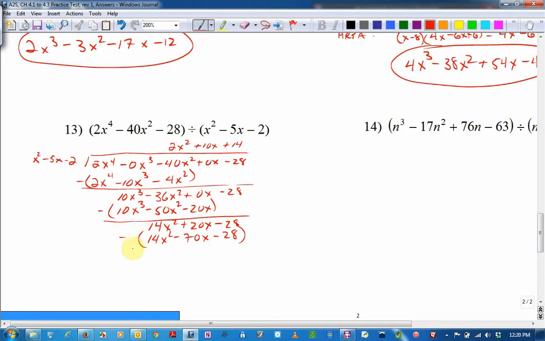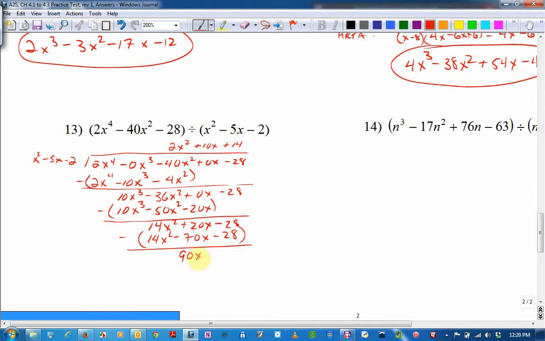We subtract. 14 minus 14 is 0. 20 minus a negative 70, that would be plus 70, so I'm going to get 90x. Negative 28 minus a negative 28, that would be negative 28 plus 28, that would be 0. So that's what I have when I subtract.